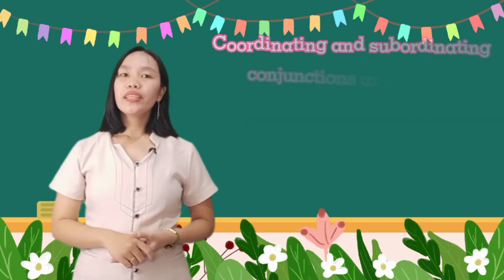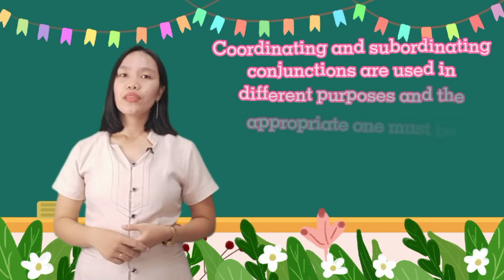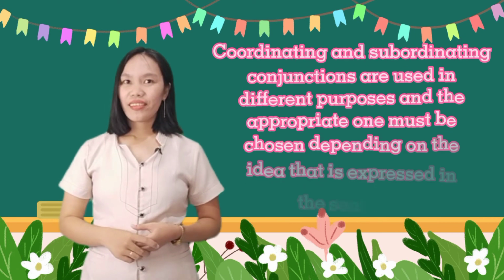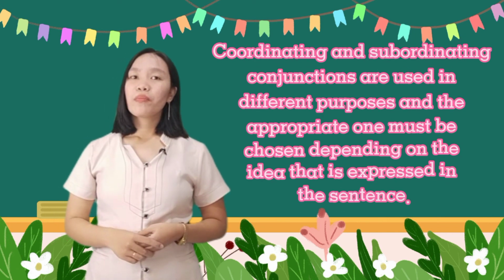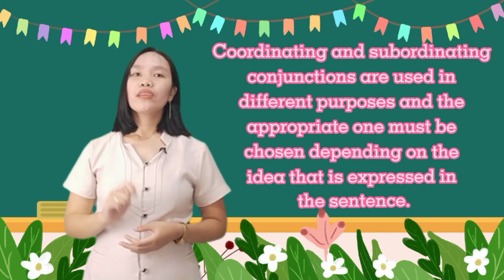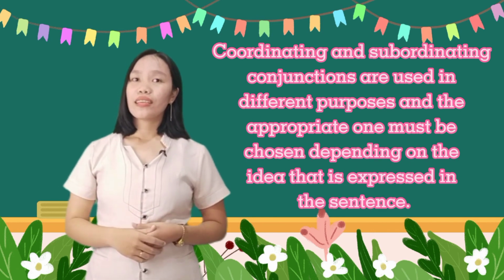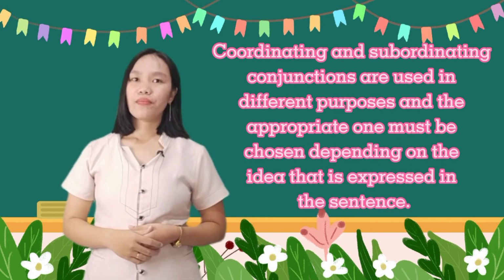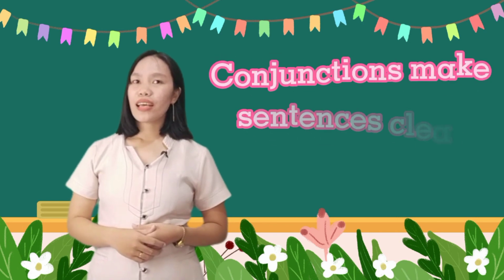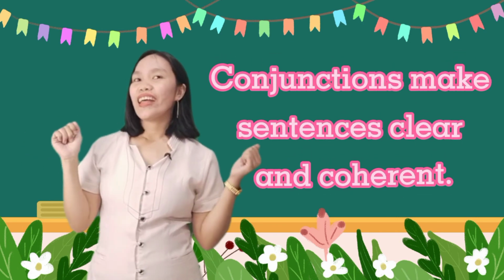Subordinating conjunctions are used to connect two ideas, but the sentence emphasizes on one main idea in the sentence. Coordinating and subordinating conjunctions are used in different purposes, and the appropriate one must be chosen depending on the idea that is expressed in the sentence. Conjunctions make sentences clear and coherent.